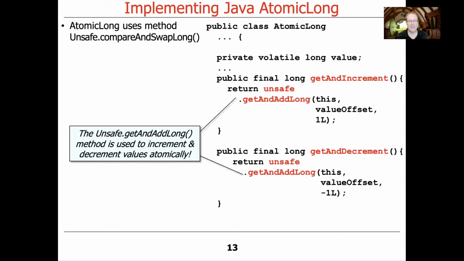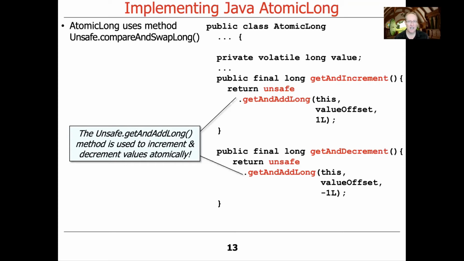And here's how this gets used. There's a bunch of methods in AtomicLong, like get and increment, get and decrement. And as you can see, get and increment calls the get and add long method on this object, the AtomicLong, with the value offset with the value 1.